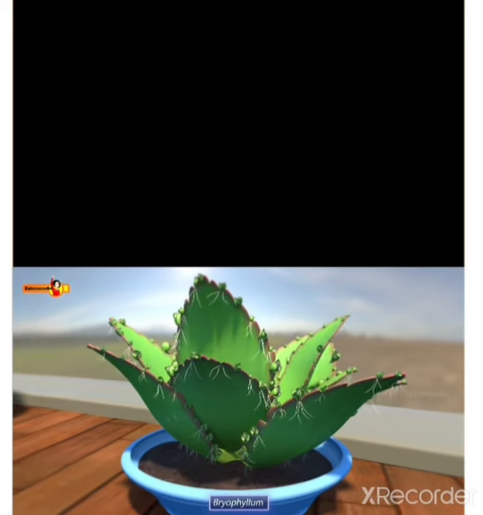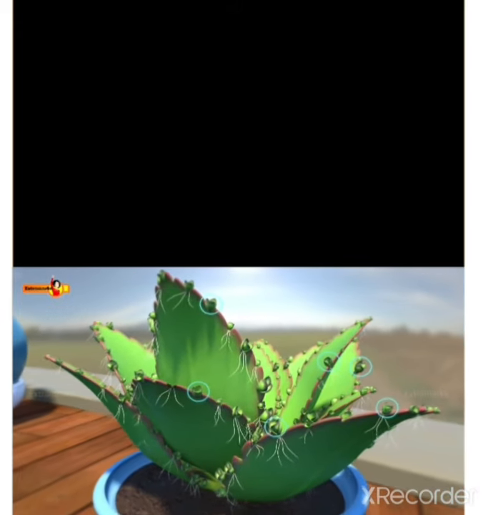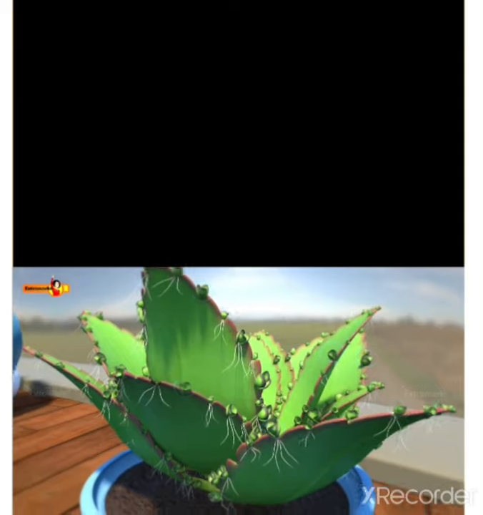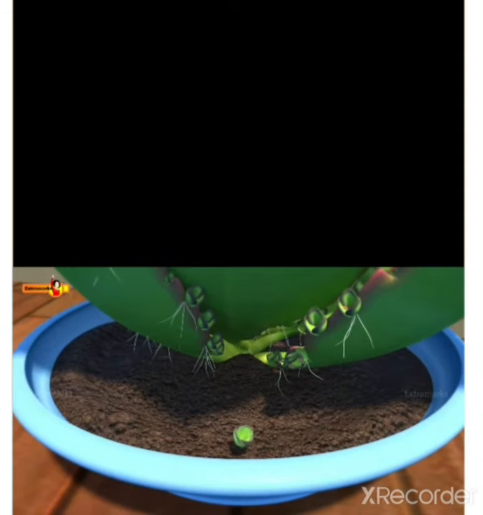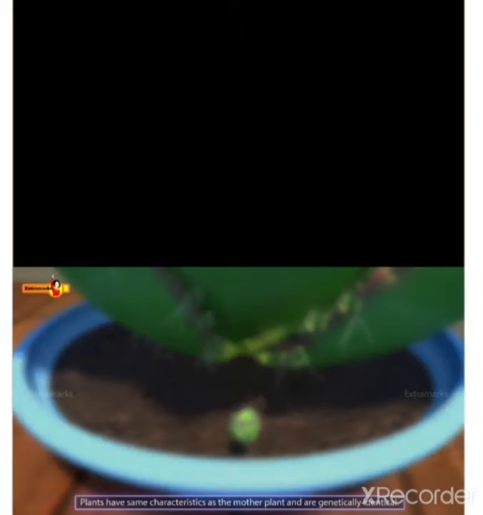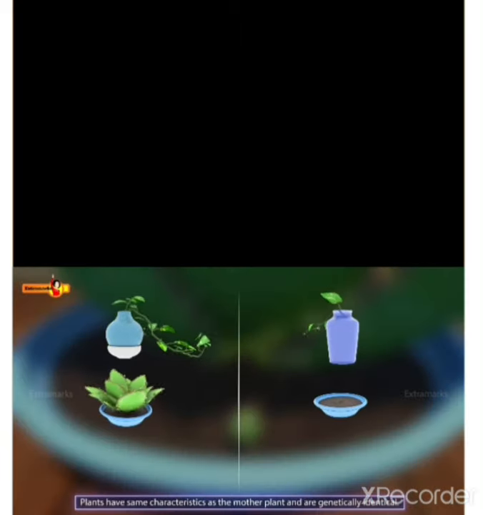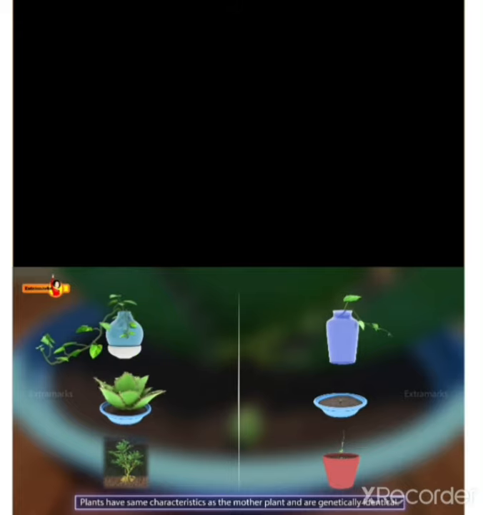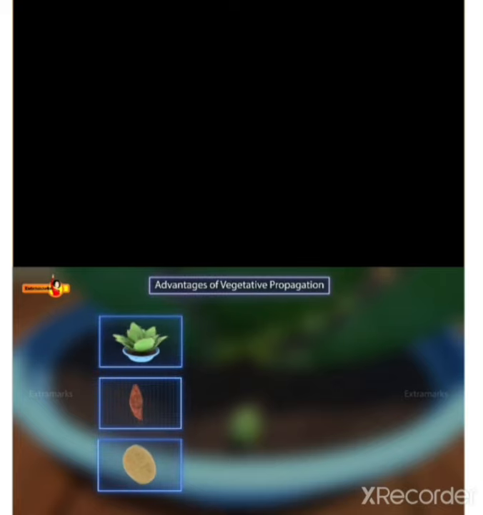Look at this bryophyllum. It bears many plantlets along the margin of its leaves. When these plantlets fall on moist soil, each one of them is capable of forming a new plant. Do you know, the plants produced via vegetative propagation have the same characteristics as the mother plant and are genetically identical. Plants produced via vegetative propagation take less time to grow than those produced from seeds. It is a less expensive method which is adopted by farmers to grow crops.